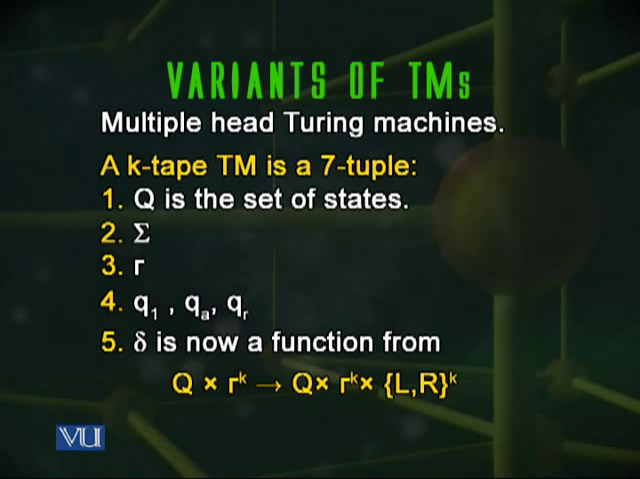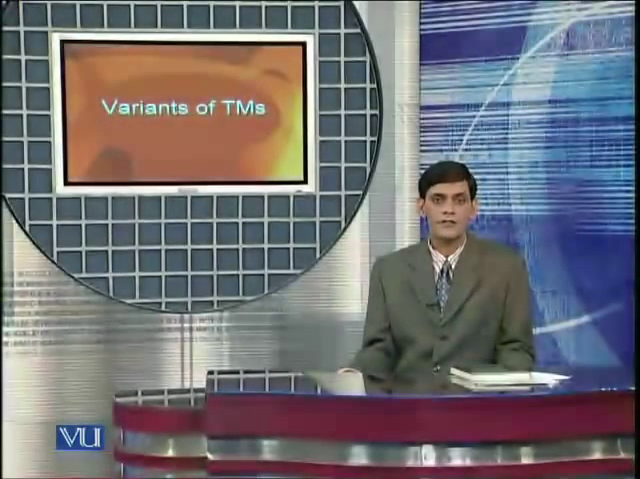Once again, the delta function will be different from a single head Turing machine. The delta function will map Q cross Γ^K to Q cross Γ^K cross {L, R}^K. This means if the Turing machine is in a particular state, it would look at all the symbols that it's reading and decide how to replace these symbols, and it would decide which head moves left and which head moves right.